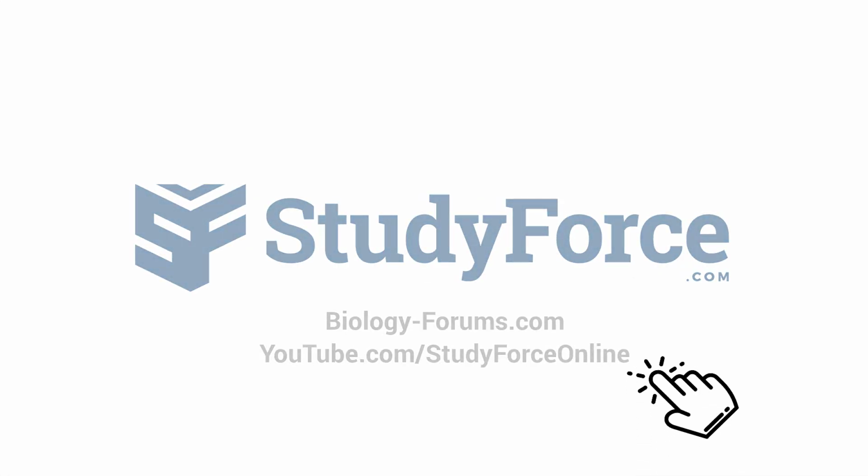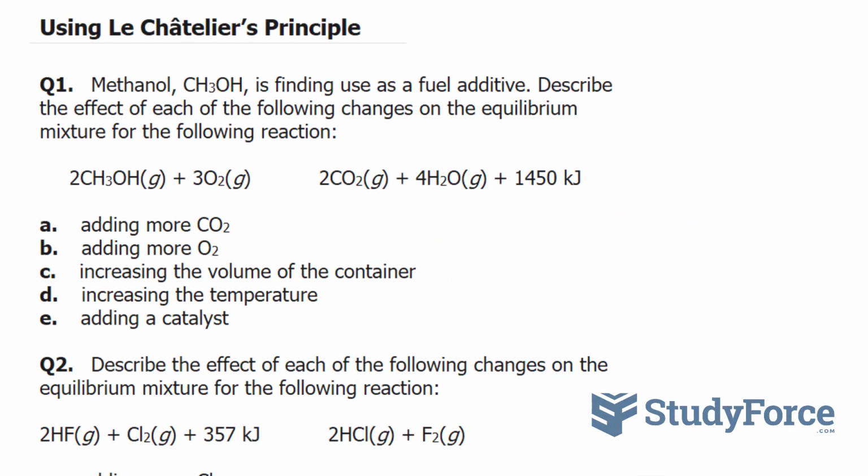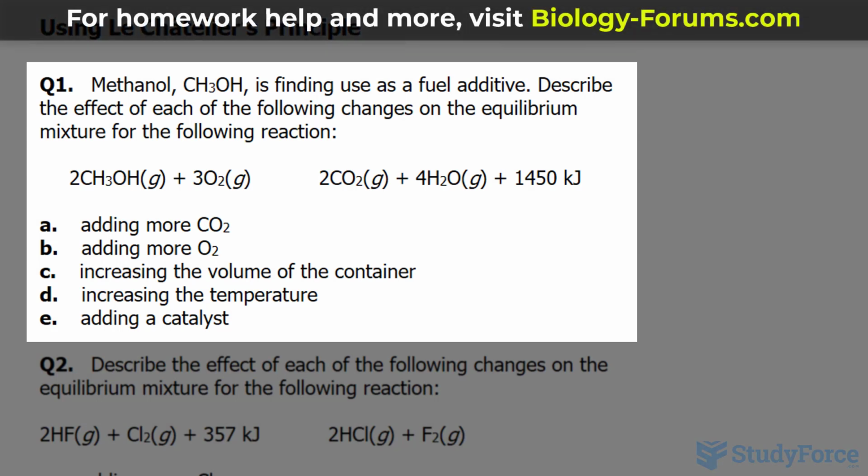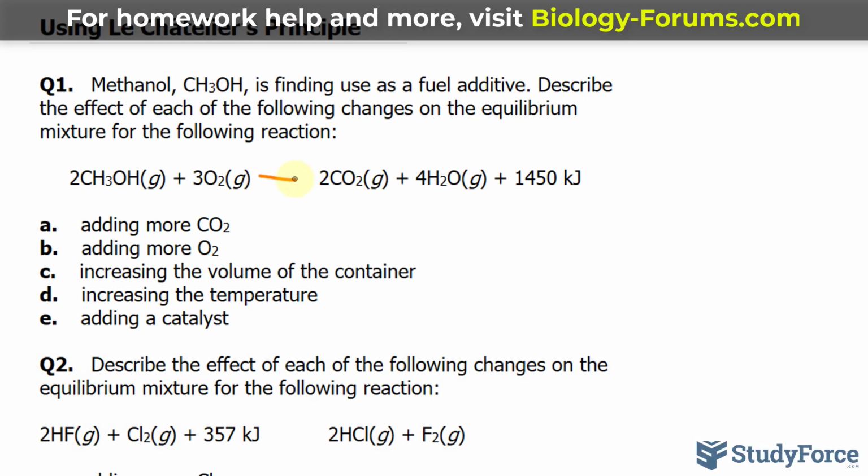In this lesson, we'll discuss how to use Le Châtelier's principle. Question 1 reads, methanol, CH3OH, is finding use as a fuel additive. Describe the effect of each of the following changes on the equilibrium mixture for the following reaction. I think what we're missing here is an arrow, and it's actually going in both directions.